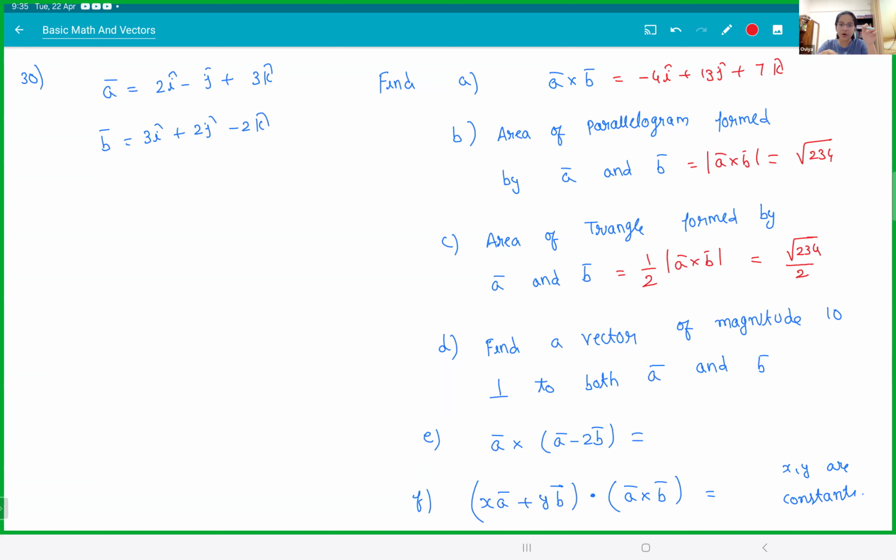I did it like mod of A into mod of B into sine theta. But how did you find theta? I got theta from cos theta equals A dot B over the magnitudes, but then you had to convert cos into sine, right? You went really round. You could have just got A cross B and its magnitude. If you got cos theta, then sine theta is root over 1 minus cos square theta, right?